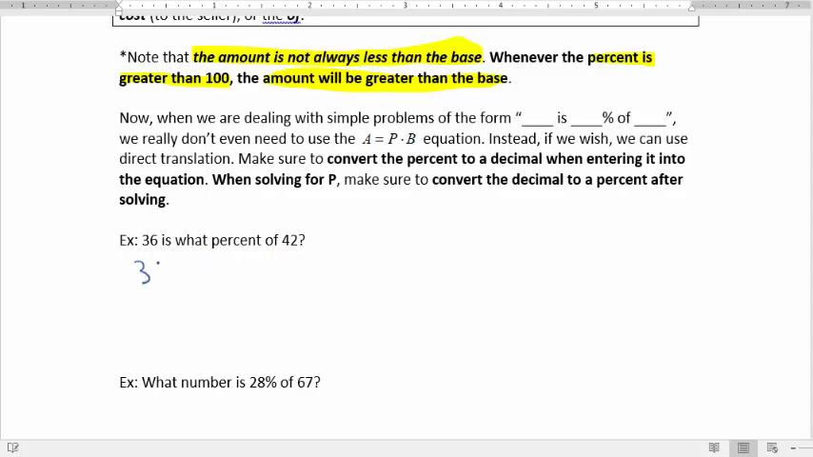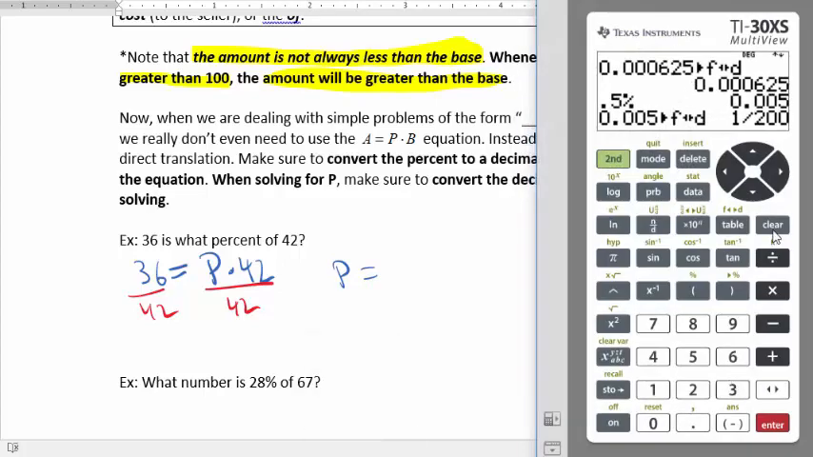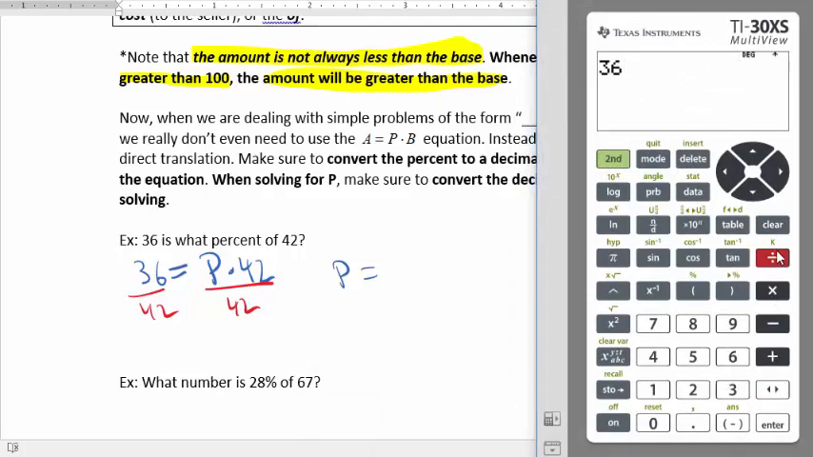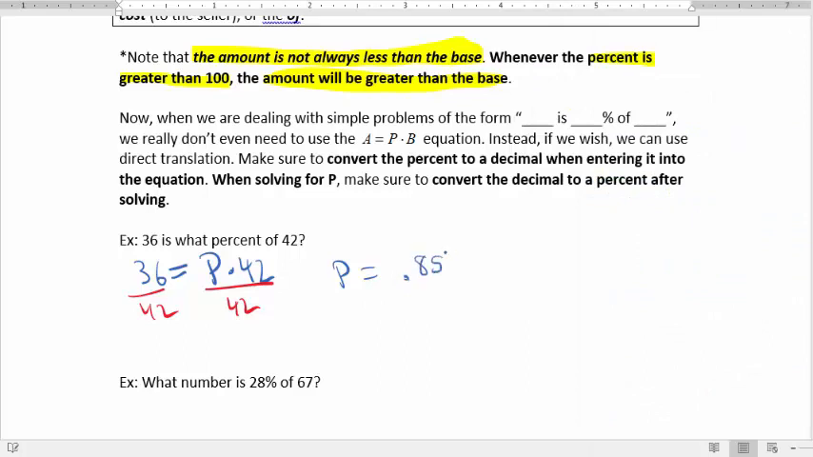So 36, we had said in that first unit that "is" means equal. "What percent" is the unknown, so that's going to be our P. "Of" means multiplication, 42. So 36 equals P times 42. And I would just solve this by dividing by 42. So I would end up with P equals 36 over 42, just punch it in the calculator. 36 over 42 is really 0.857, but this is in decimal form.